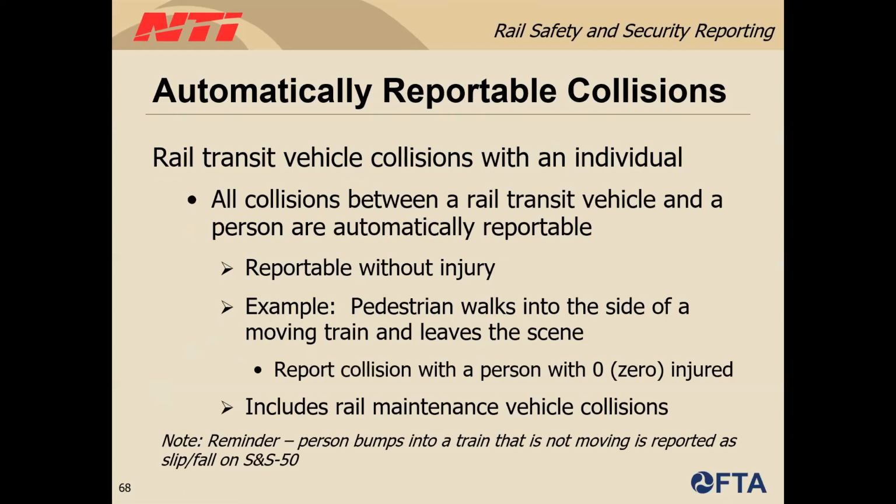Another automatically reportable collision is a collision between a rail transit vehicle and a person, regardless of injury or fatality. For example, if a person walks into the side of a moving train and is not injured, you report the collision with the person, but you do not include an injury form. Rail transit vehicle includes rail maintenance vehicles. As a reminder, if a person bumps into a train that is not moving, it is not considered a collision, and it's reported as a slip and fall on the SNS 50 form.